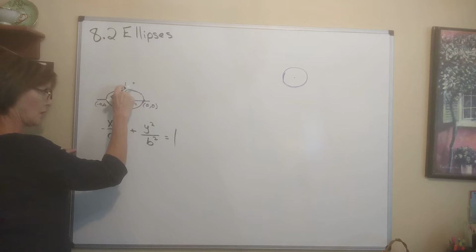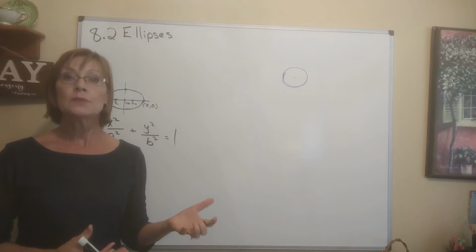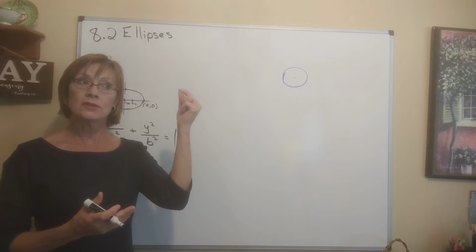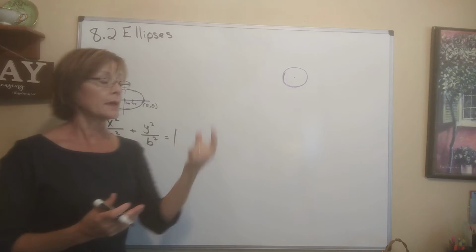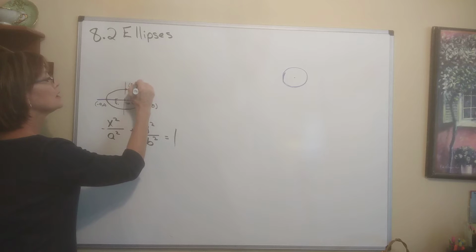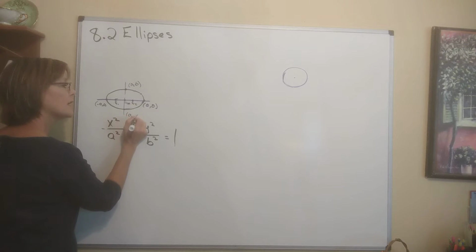And if we were to go up, this would be the vertical distance. So B. However your ellipse is oriented, B is always the vertical distance from the center to a point on the ellipse. So from here to here is B units. This would be called (0, B), this point. And from here to here, this would be (0, -B).